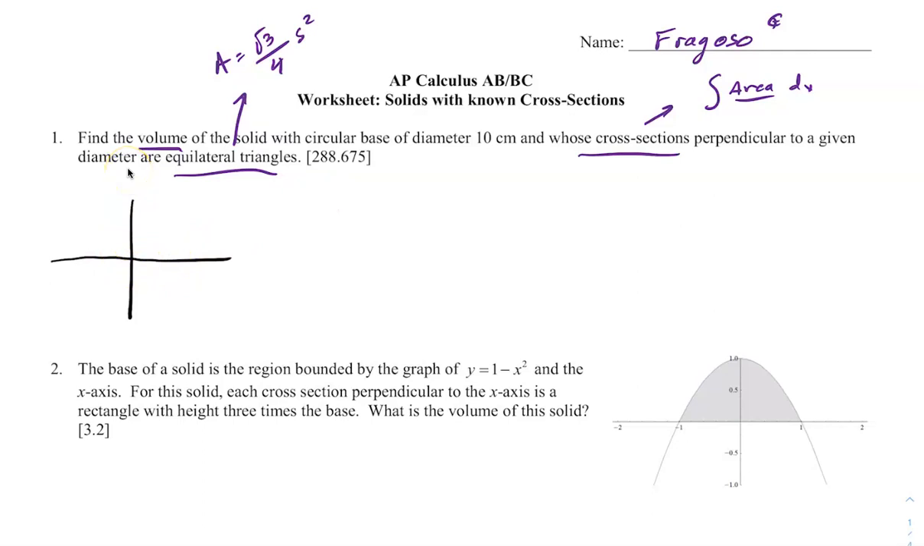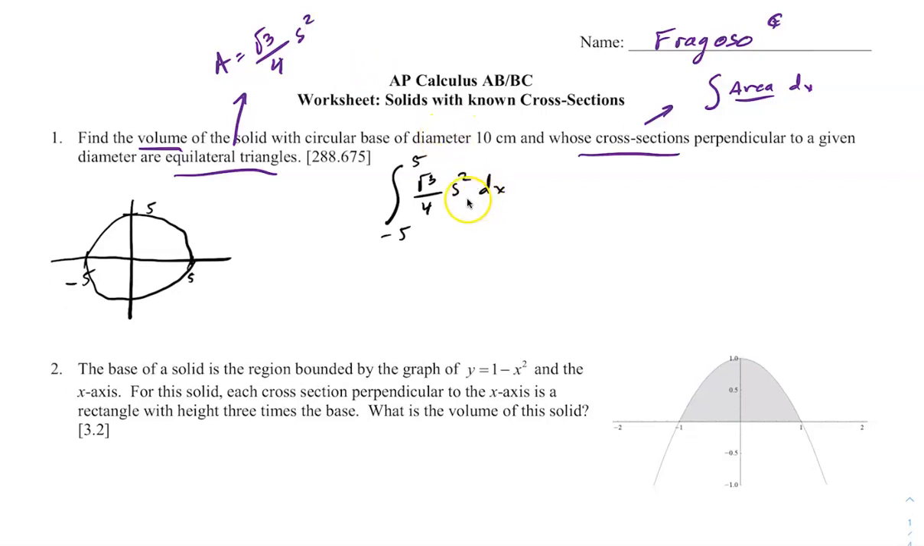So with diameter 10, we go 5 this way and 5 that way, and we get a circle like this. Not my best circle, but we'll live with it. This side goes from negative 5 to 5, and this would go 5 to negative 5 also. So I already know a couple of things. My integral is going to be from negative 5 to 5 of the area of an equilateral triangle, so we use this formula: square root of 3 over 4 s squared dx.